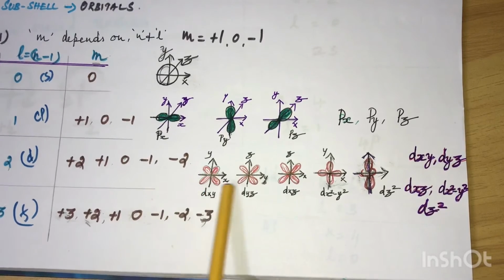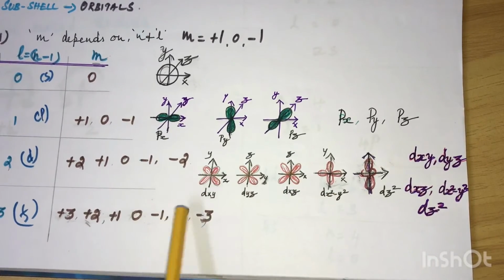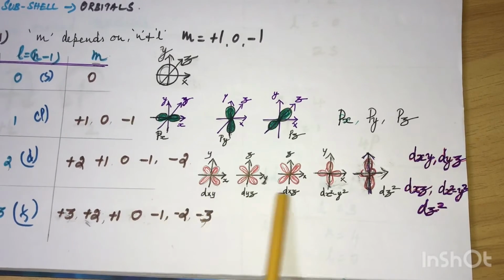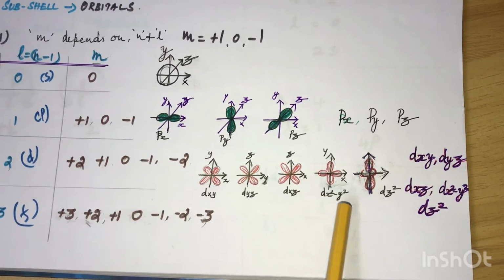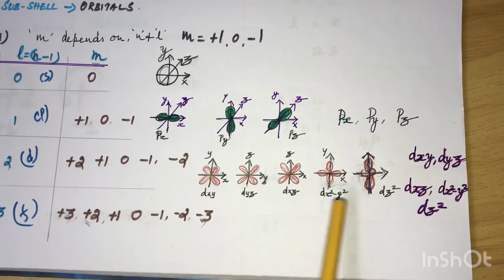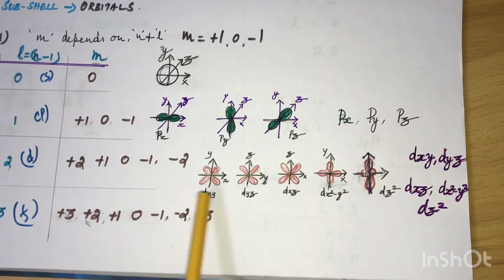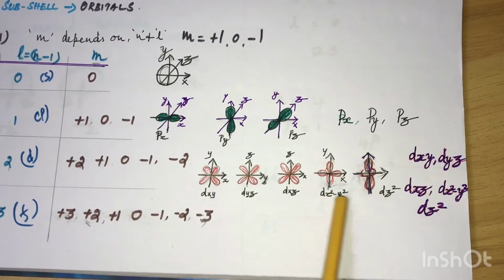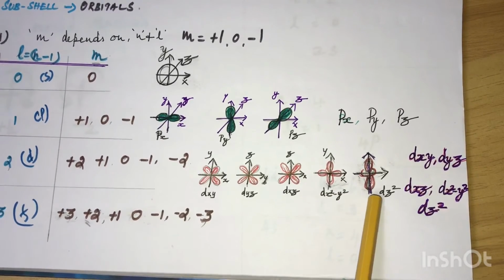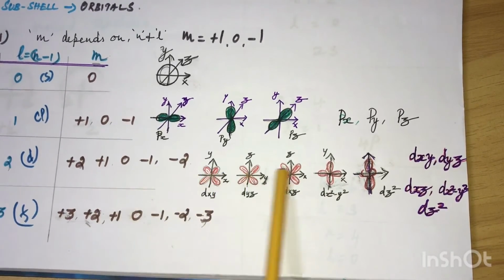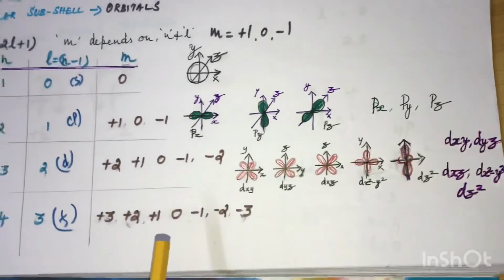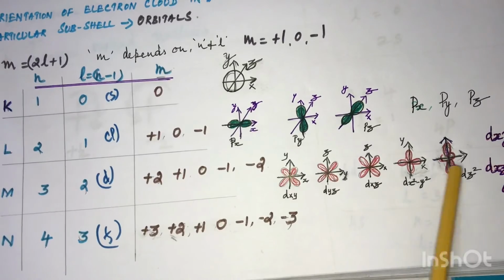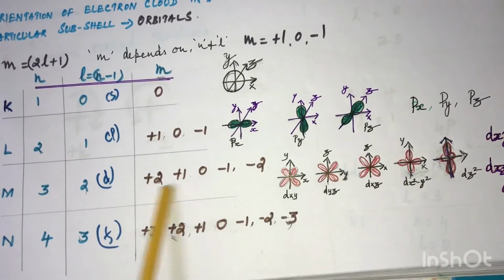So d orbital is clover leaf shaped. dxy, dyz, dxz are in between the axes. dx squared minus y squared and dz squared are along the axes. These three orient in between the axes, and these two orient along the axes. So about d orbital, for the l value 2, the d orbital possesses 5 different orientations.